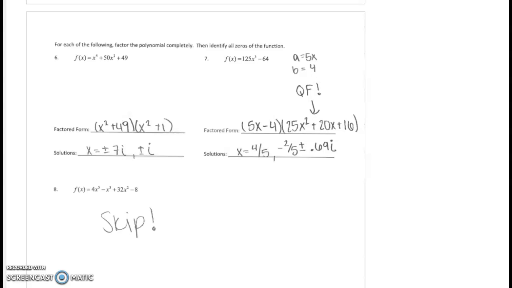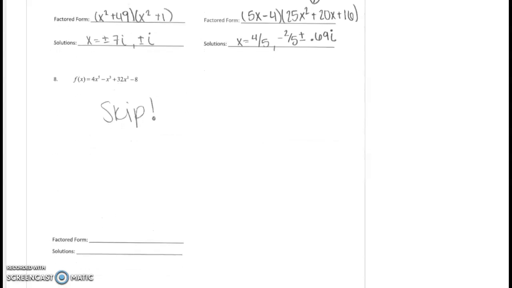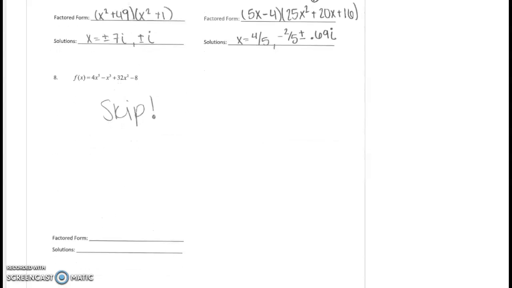And then here on number 7, I used my calculator to get that quadratic formula. So that's why I have those decimals. That's perfectly fine. And then you can skip number 8.